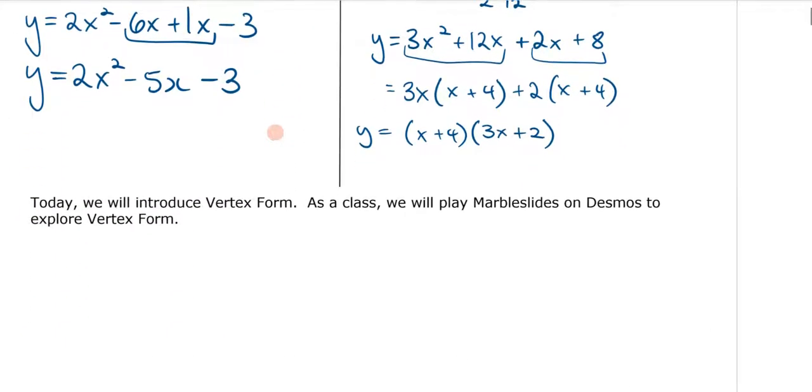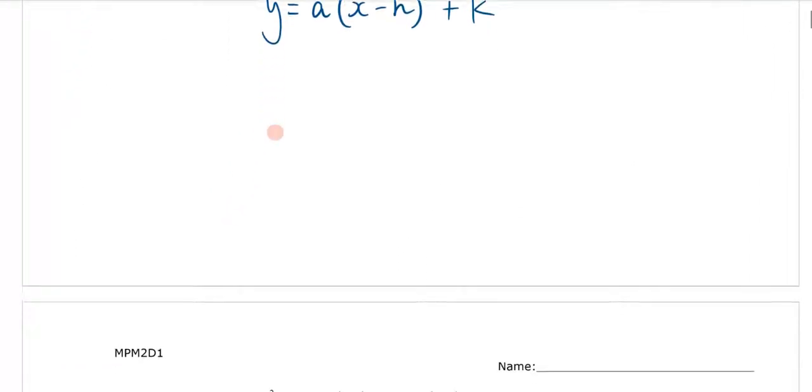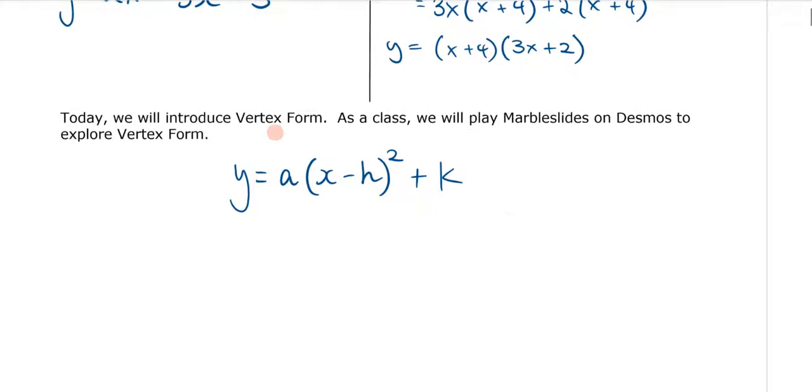Today we're going to introduce a new third form of the quadratic equation, called the vertex form. The vertex form looks like this: y equals a, which is the same a as in factored form and standard form, times (x minus h) squared plus k. We're going to use marble slides on Desmos to explore the properties of the vertex form. So maybe pause this video at the moment, look at the class code in our Google Classroom, have a look at the marble slides, and then come back to the video.